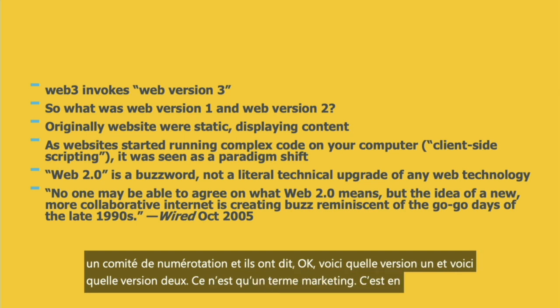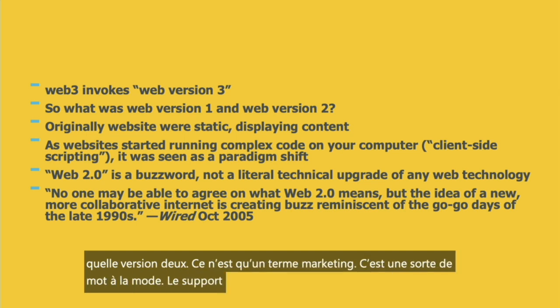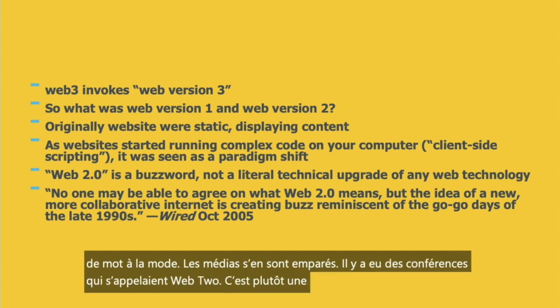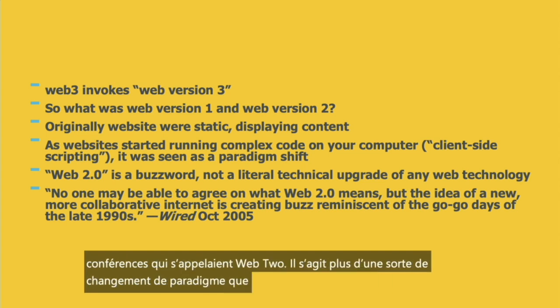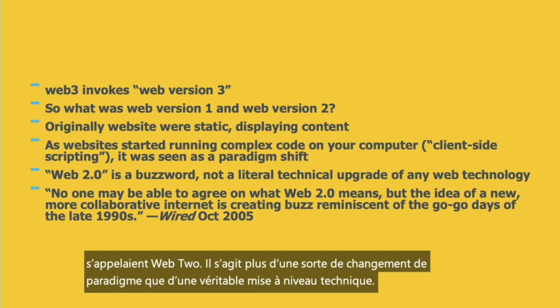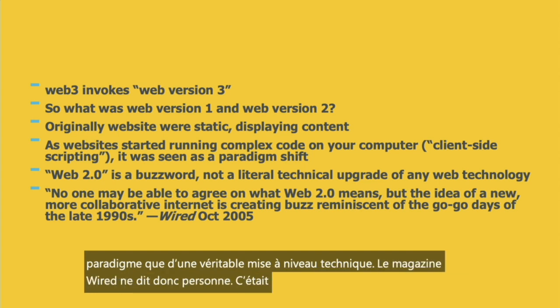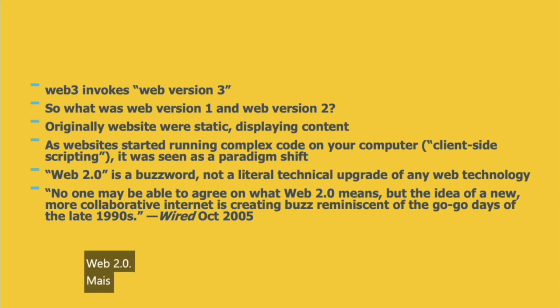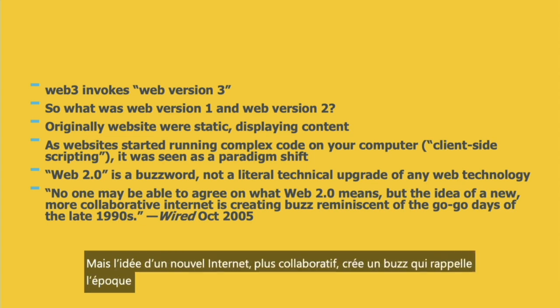The media latched onto it. There were conferences called Web 2. It's more of a paradigm shift as opposed to an actual technical upgrade. Wired Magazine said in 2005, around the time the term was becoming popular: no one may be able to agree on what Web 2.0 means, but the idea of a new, more collaborative internet is creating buzz reminiscent of the go-go days of the late 1990s and the 2000s .com boom.